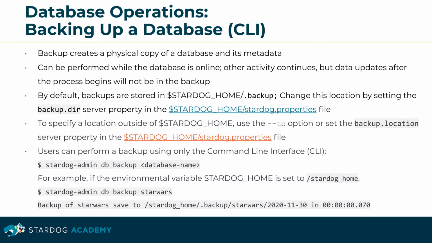To specify a location outside of Stardog home, use the --to option or set the backup.location server property in the stardog.properties file in the Stardog home directory. The backup command is not available in the Studio interface and can only be run using the command line interface. For example, the command to back up the StarWars database is stardog-admin db backup StarWars.